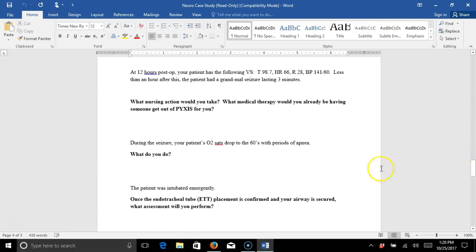12 hours post-op, you're seeing similar things. Heart rate's going down even further, respiratory rate's going up, blood pressure's going up. And now the patient starts having a seizure. That's grand mal. Grand mal means all extremities and throughout the whole body.